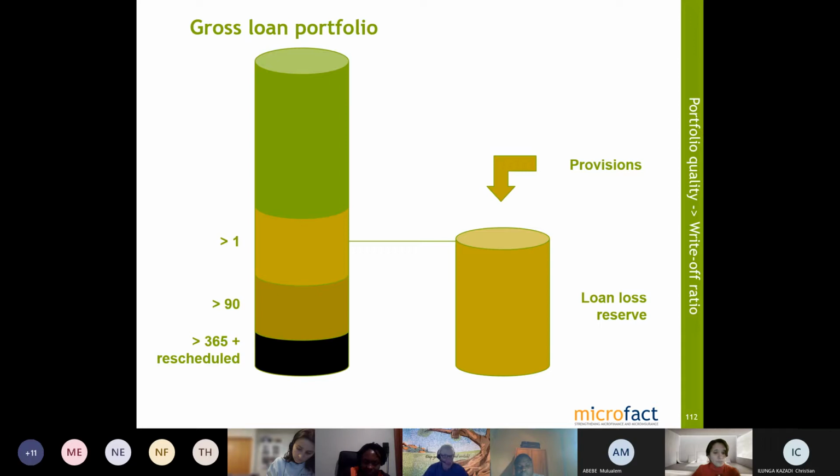And some organizations, even after writing off, don't forget about it and try to recover. Some organizations make a lot of effort to recover even after the write-off. And it's still possible that at a later stage that client will pay back. In that case, it's an extraordinary income for your organization, because it was already off the books, and then it comes back as a kind of extraordinary income.